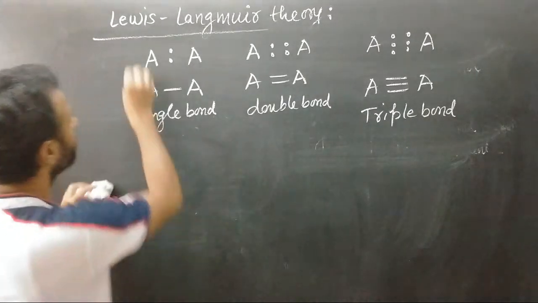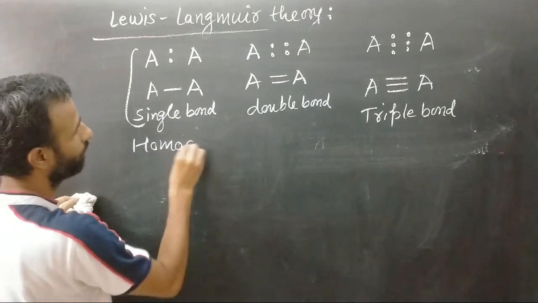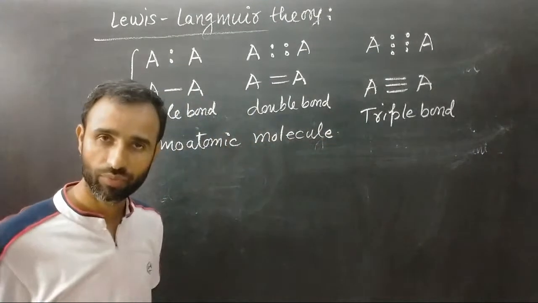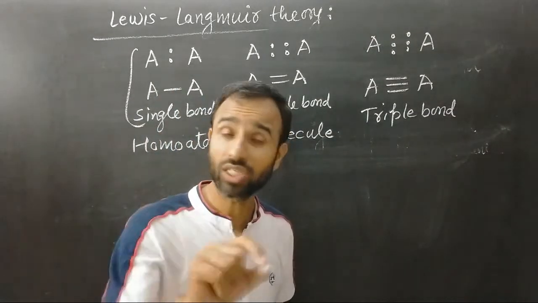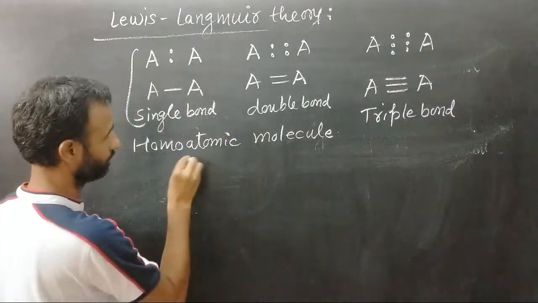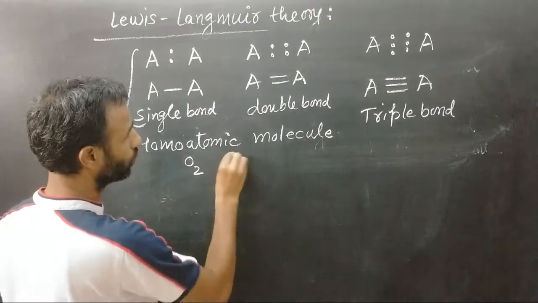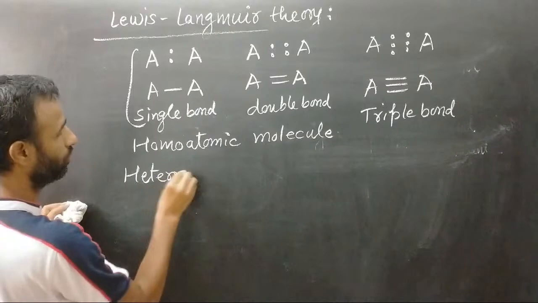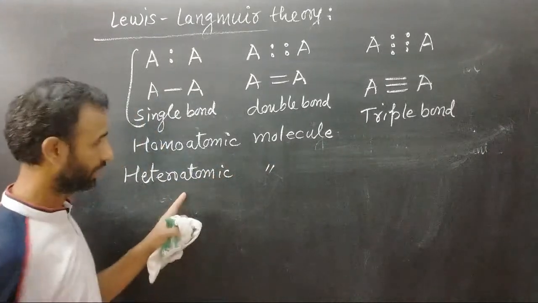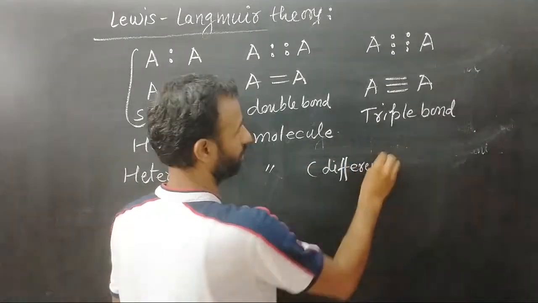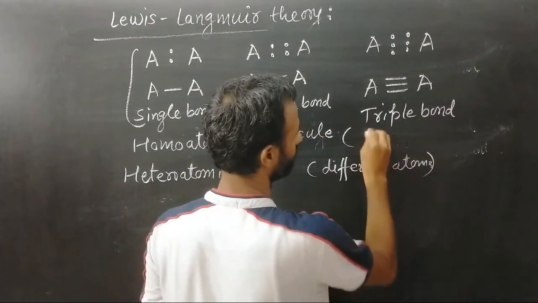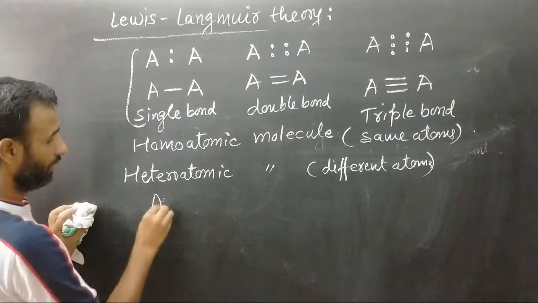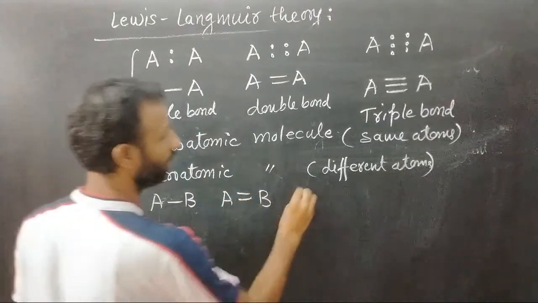If atoms are similar, they are called homoatomic molecules. Homoatomic means if there are only 2, then that is called homodiatomic molecules. If there are 3 similar atoms, they are called homotriatomic molecules. Like O2 is homodiatomic, O3 is homotriatomic. And if atoms are different, they are called heteroatomic molecules. Same atoms, they are called homoatomic. Like A single bond B, A double bond B, A triple bond B.